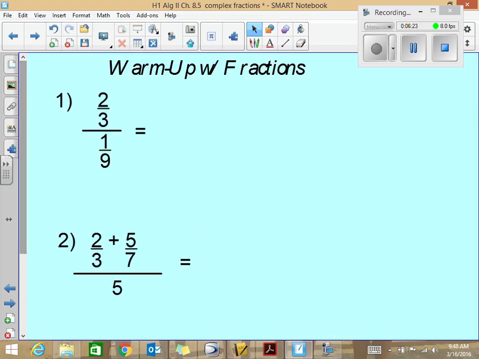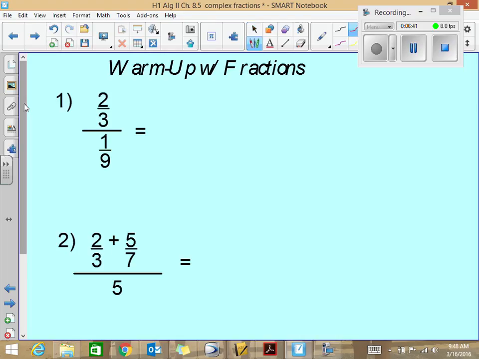Okay, so the first thing about complex fractions is they always look intimidating, but they're really just a fraction over a fraction. And we've seen these before, so it's like 2/3 divided by 1/9. So we do what?